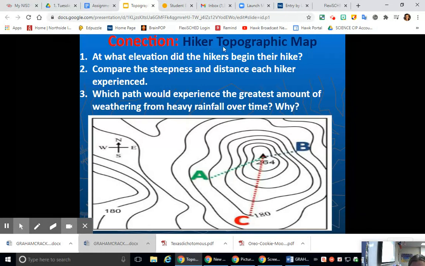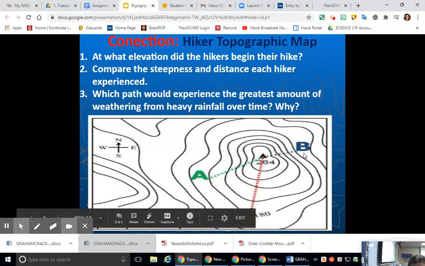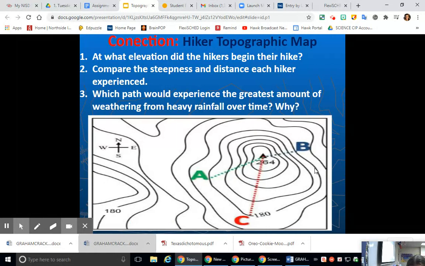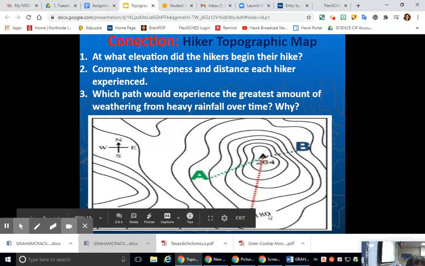And let's make a connection now. If we were a hiker, how would we use a topographic map? Here we have 3 hikers. This is representing a hill here, and we have hiker A, B, and C. Hikers A, B, and C are on the same contour line. If I follow around this contour line, I can see my contour interval is 180.